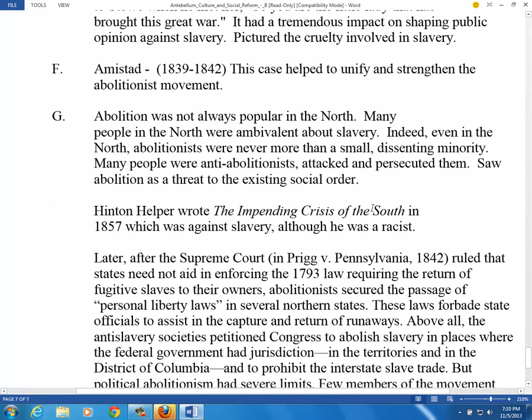How many of you have seen the movie Amistad? Just one? Did you see it because you wanted to, or was it a class thing? It was a class thing. It's actually a good movie. They could take 30 minutes out of it and it would still be good.